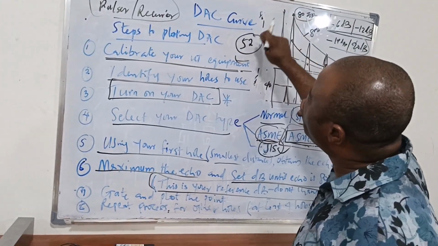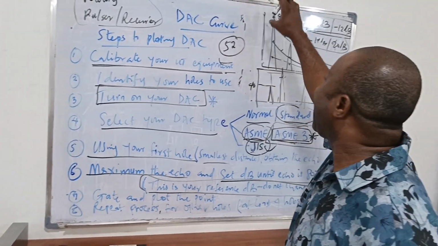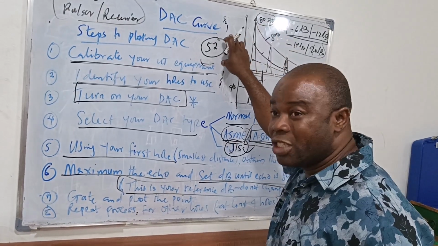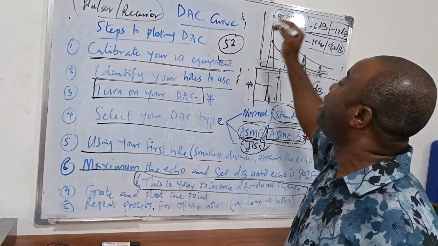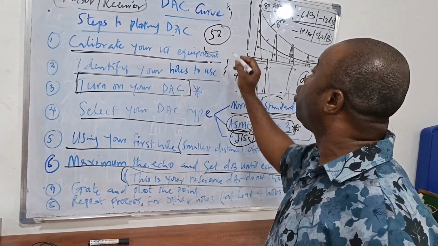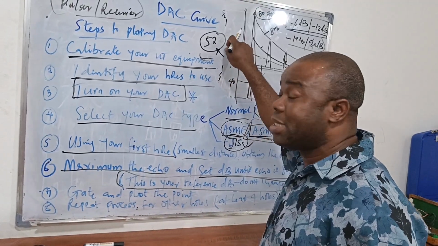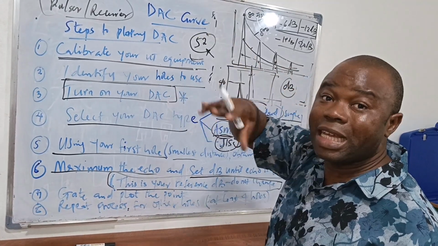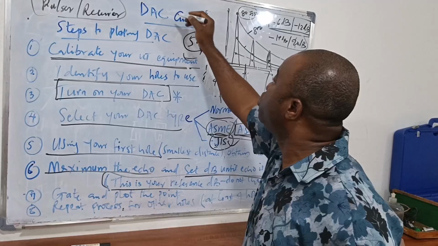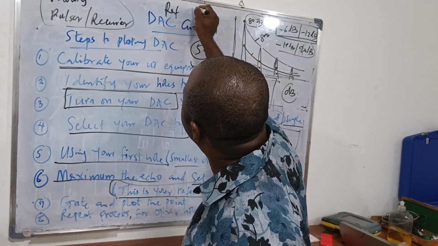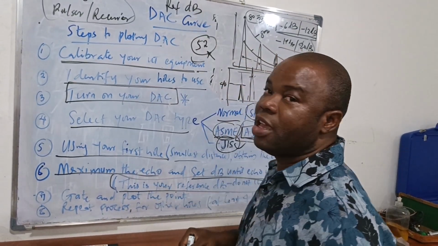This gain value, do not touch it after using the first echo. Do not change it until you finish plotting your dB. As a matter of fact, we encourage people to write this down. Note this down somewhere in case you mistakenly go and adjust your dB. You always know this is called your reference dB.